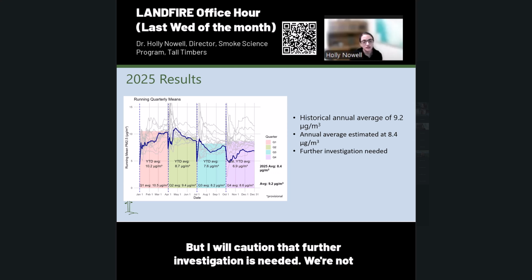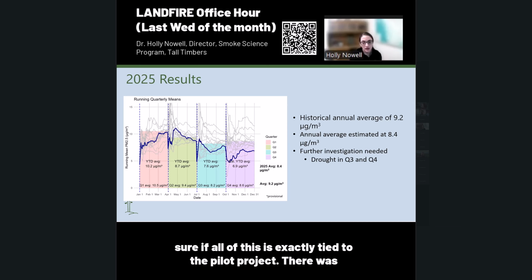But I will caution that further investigation is needed. We're not sure if all of this is exactly tied to the pilot project. There were droughts in quarters 3 and 4 that curtailed burning. And we also just want to see if the meteorology was different. Was there something different that year versus the historic years that just made it incredible burn weather for everybody in the region? So that's all ongoing analysis.